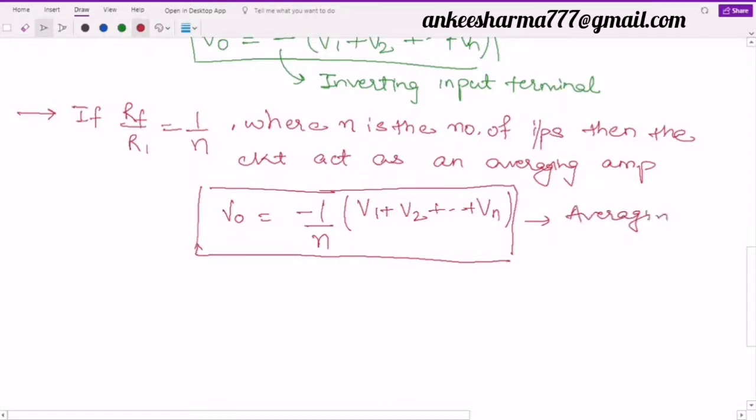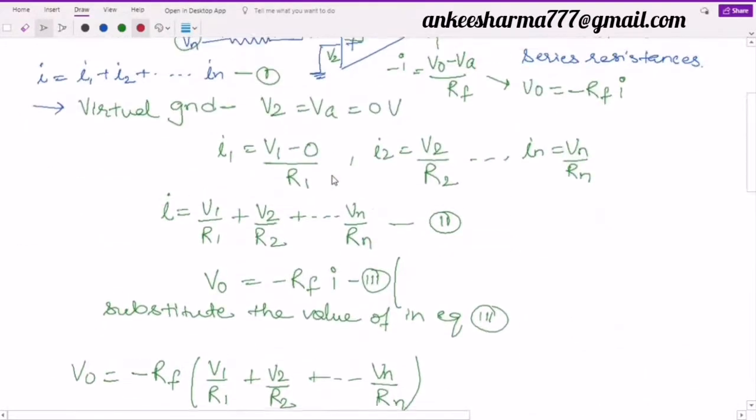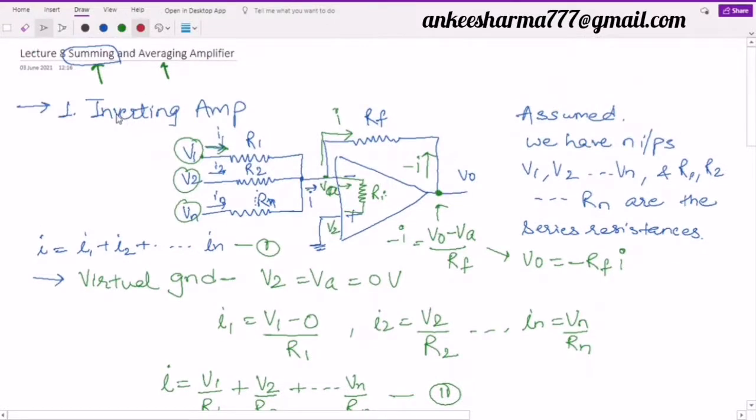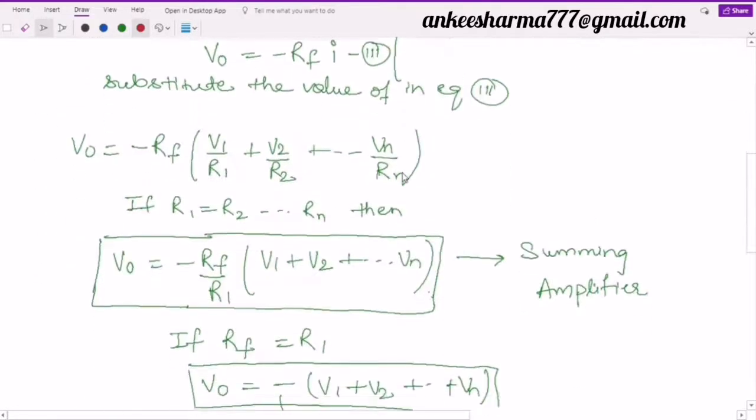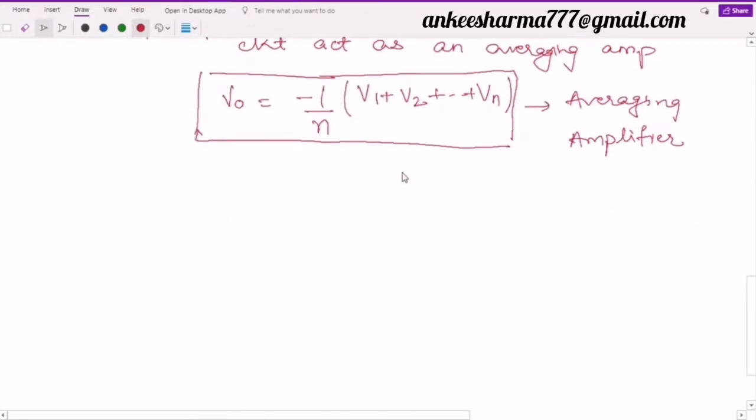Any doubts related to it up to here? Okay. So this is the case where we have discussed the inputs at the inverting terminal. That's why we have said it is an inverting amplifier case for the summing and the averaging. Those inputs have been applied to the inverting terminal. Now let's try to find the inputs at the non-inverting terminal. If we apply the inputs to the non-inverting terminal, then what will be my output? Let's see. So second, I will discuss the case of non-inverting.